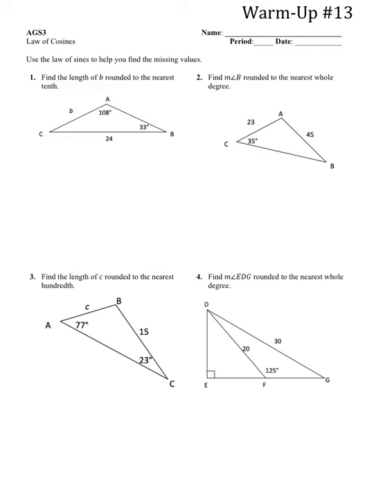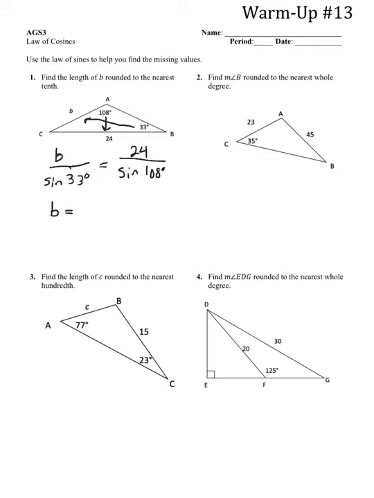So, law of sines, we just need to set them up like what we did yesterday. We're going to go opposite sides. Because we're solving for a side length for the first one, I want to put the side lengths on top. So I'll say b over sine of 33 degrees equals 24 over sine of 108 degrees. That's how I'd set up something like problem 1.